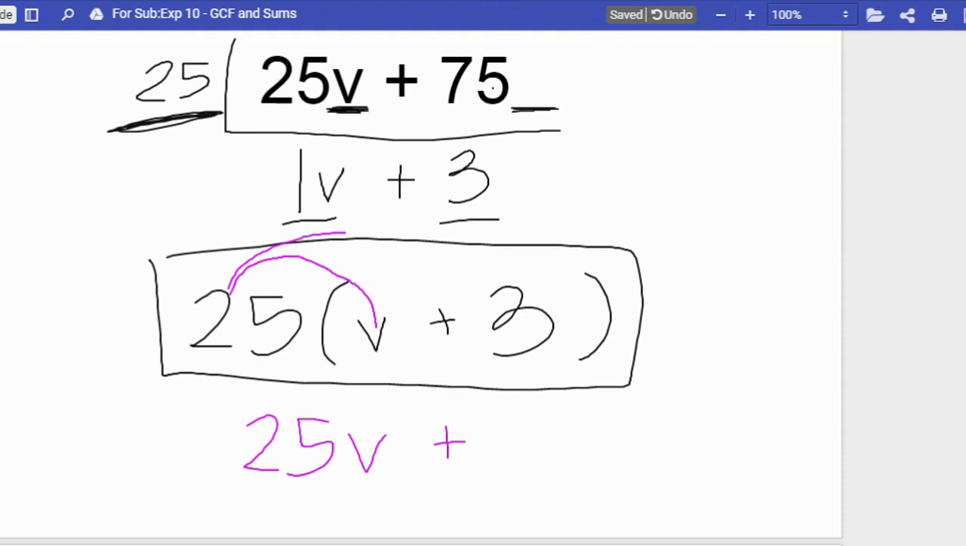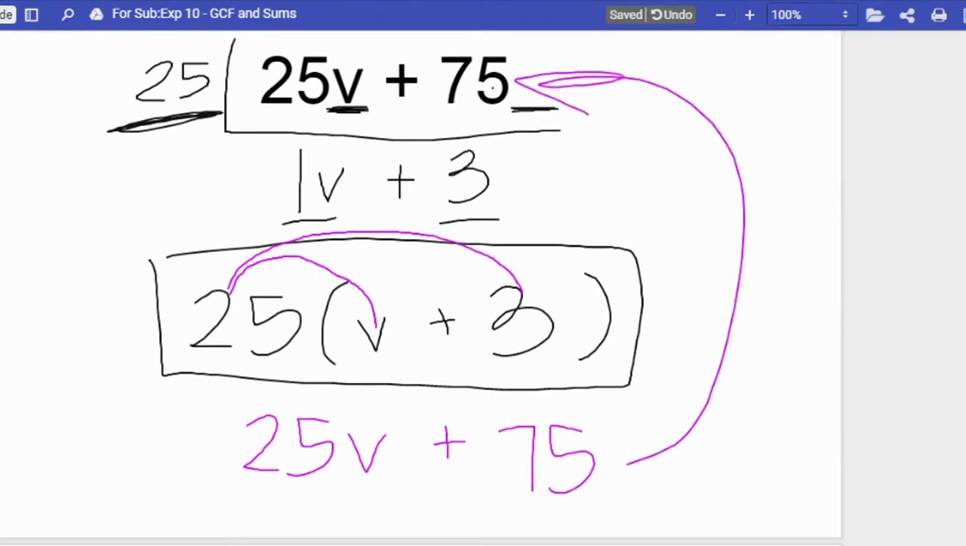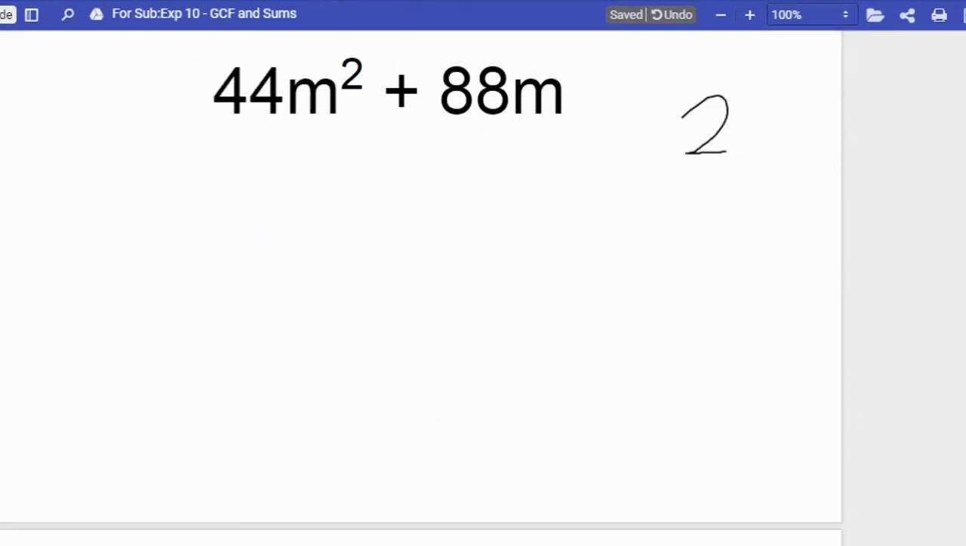Now I check it. 25 times v, 25v plus 25 times 3, 75. Got me back to my original, so this is correct. So if you look on this one, I couldn't pull out those v's because this didn't have a v. Now, if that did have a v, then I should have pulled those out front. But because it was only right here, they don't have it in common, so I can't pull it out.